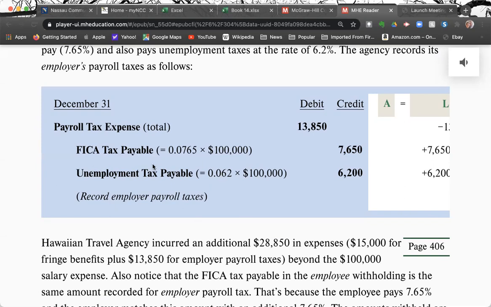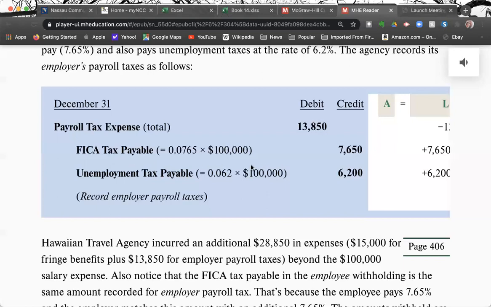And I should say, why are we crediting liabilities for these things? Why don't we just credit cash? Well, because the amount is accrued first and then it's paid later, right? So this is another example of those accrued liabilities that we saw earlier when we looked at Southwest Airlines' balance sheet.